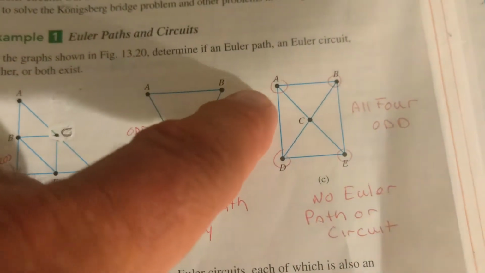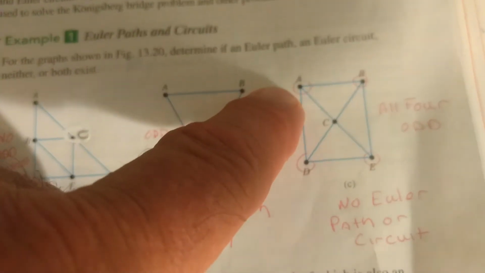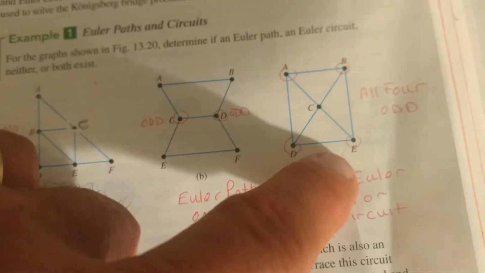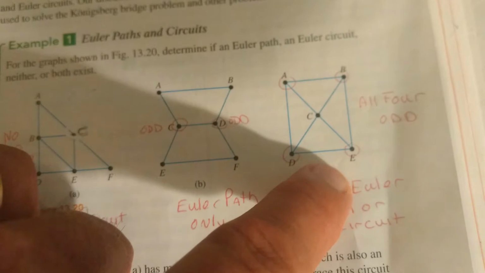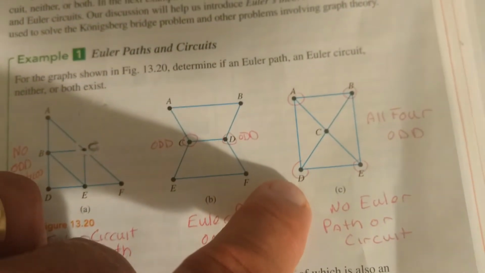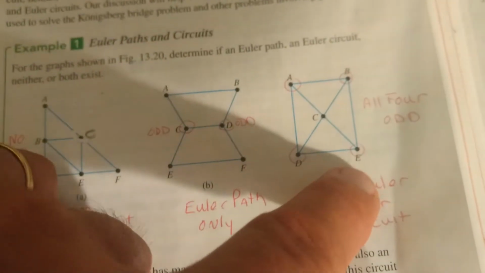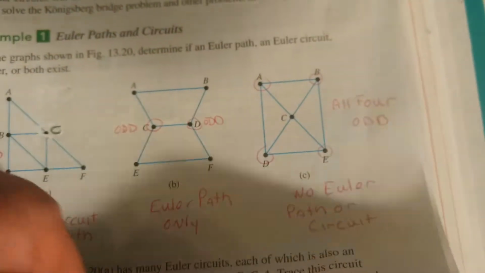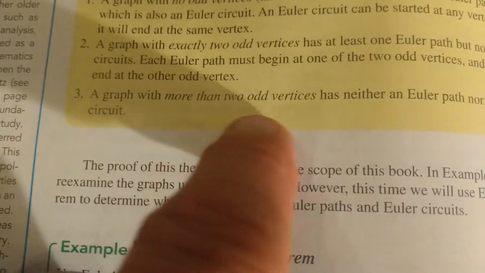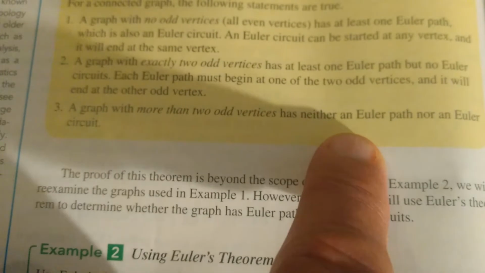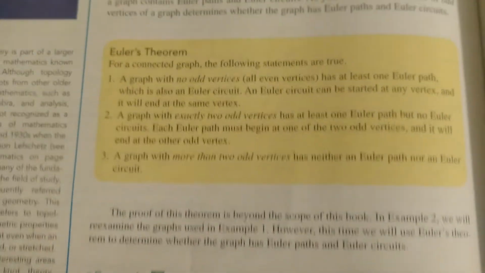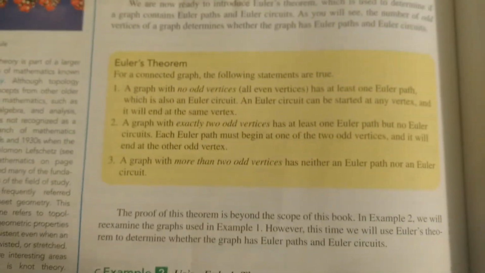Third example. Three edges at A, odd. Three edges at B, odd. Three edges at E, odd. Three edges at D, odd. Four edges at C. See how we have more than two odd vertices. Rule 3 says a graph with more than two odd vertices has neither an Euler path nor an Euler circuit. That's your three rules of Euler's theorem.